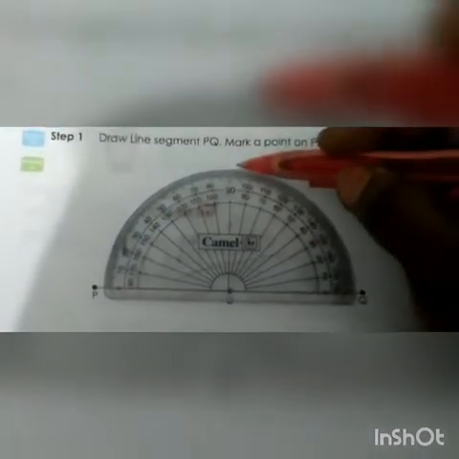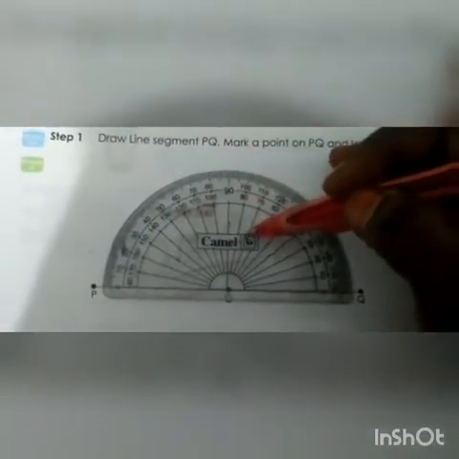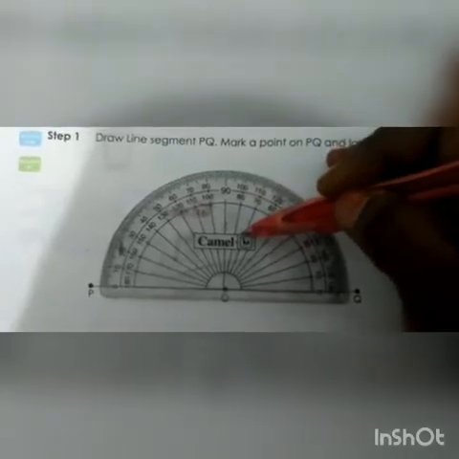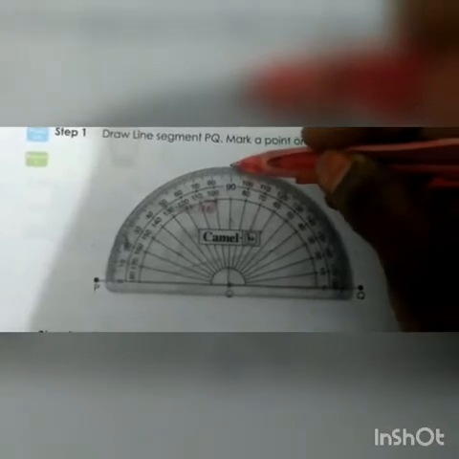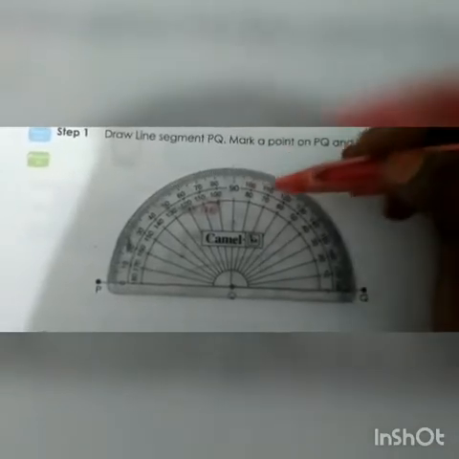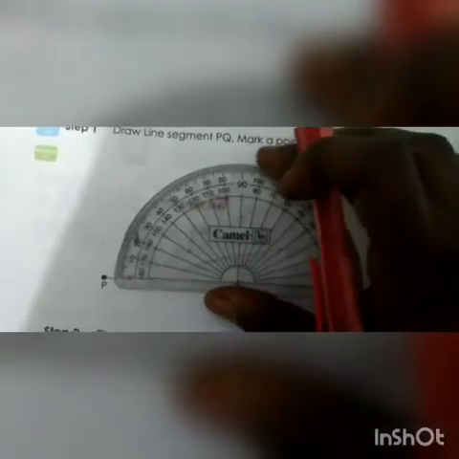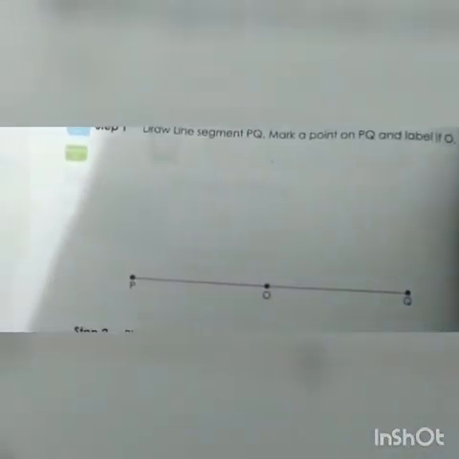Now from the left side we have to start and mark the point at 90 degrees. So start from here: 0, 10, 20, 30, 40, 50, 60, 70, 80 and 90. Here is the point, 90 degrees. The protractor should not move away from the line segment. Then keep a dot here exactly at the 90 degree point like this. Then take your protractor away from the line segment.